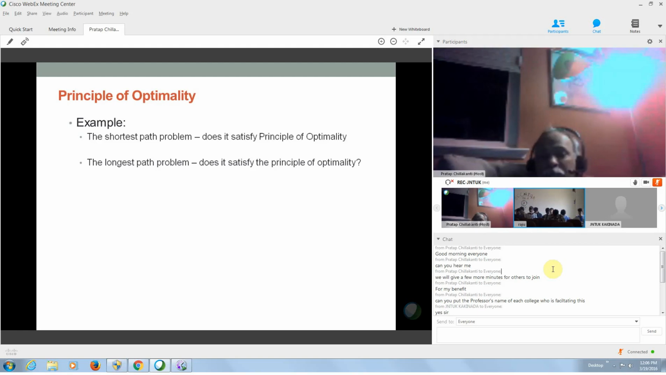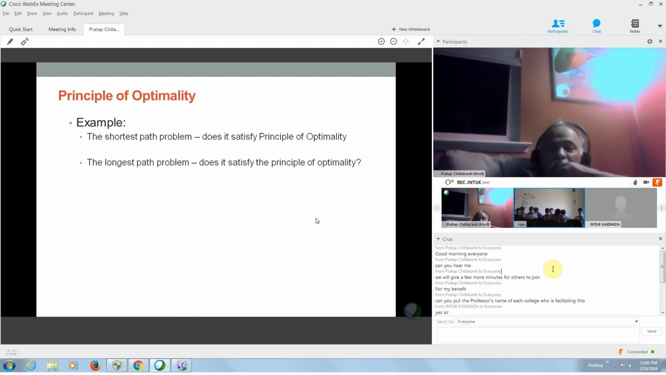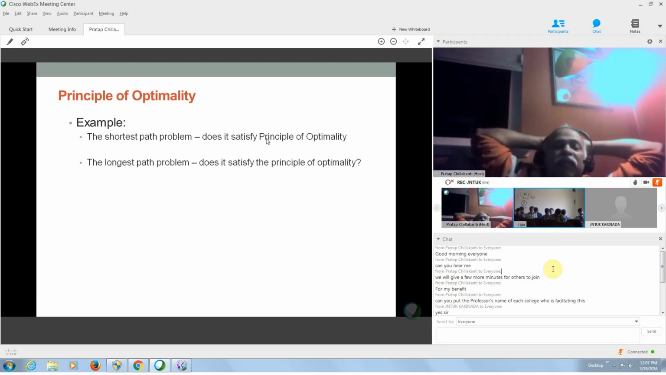Who remembers whether it's a yes or a no answer? The answer is yes. For the shortest path problem, it does satisfy the principle of optimality. If you go back and review the slides, you will see that we did a small proof, right?